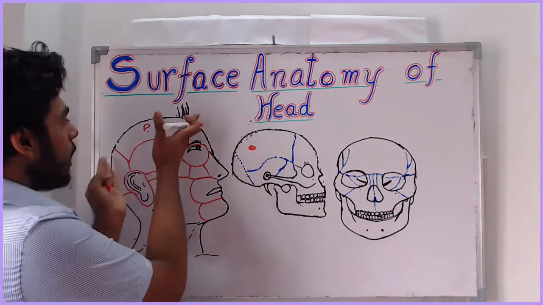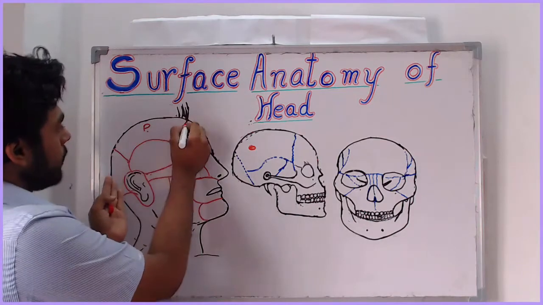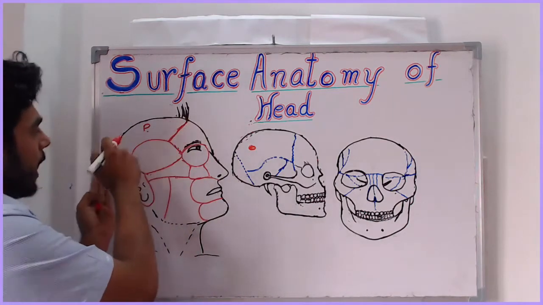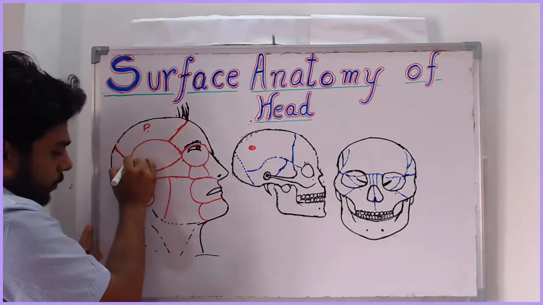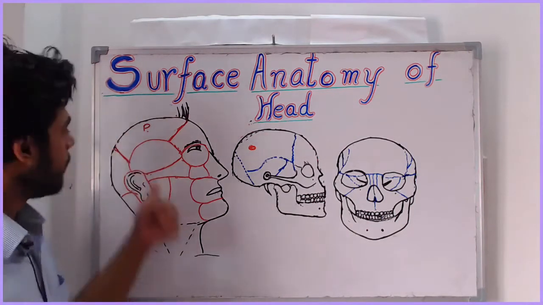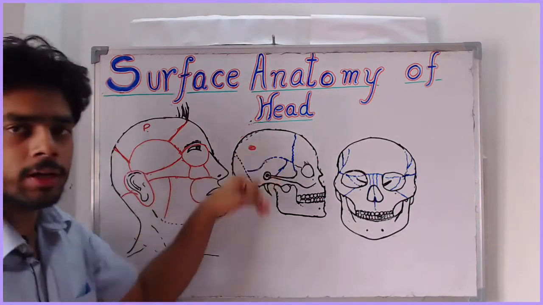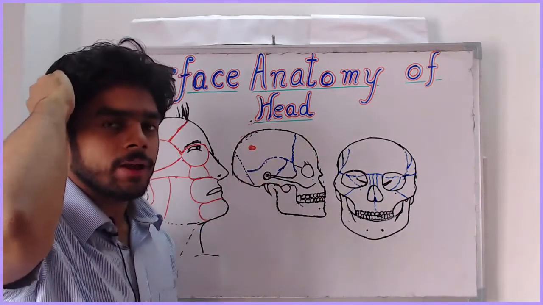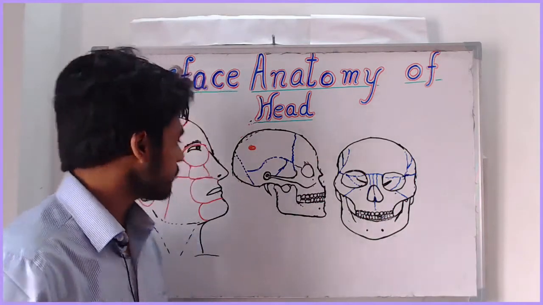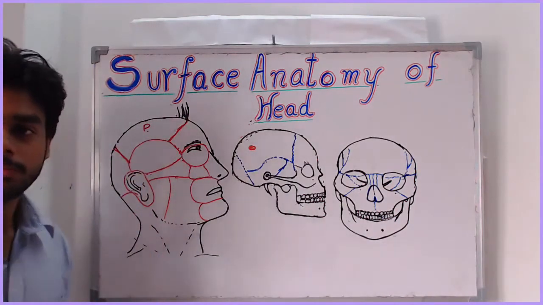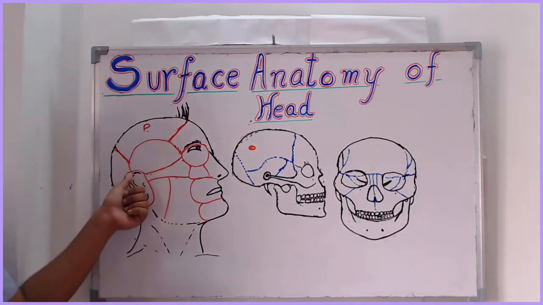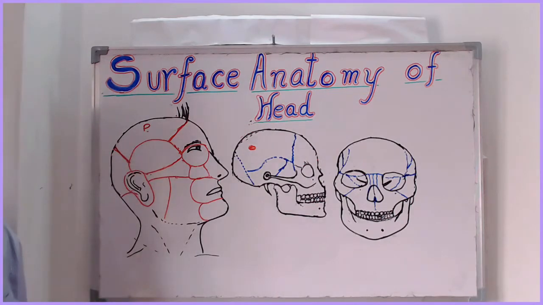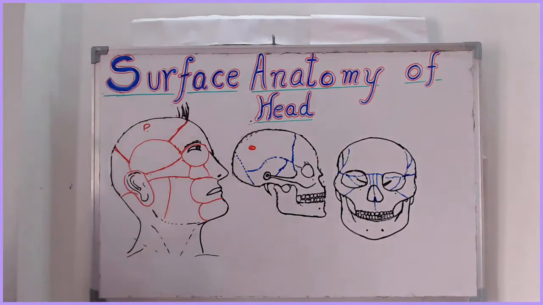Externally it is demarcated between this hairline and the coronal plane, which is behind the parietal eminence. The parietal eminence is present somewhere here; you can even touch your head and feel the parietal eminence. Okay, this is known as the parietal region. And this parietal eminence is felt 2 inches above the auricles.